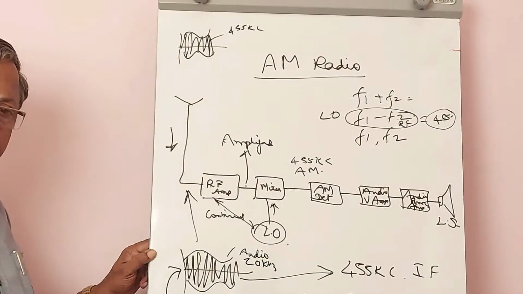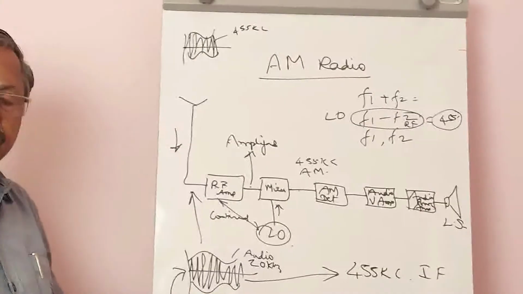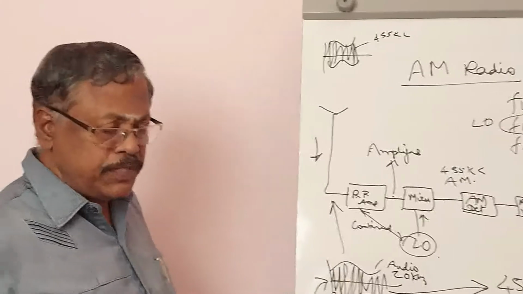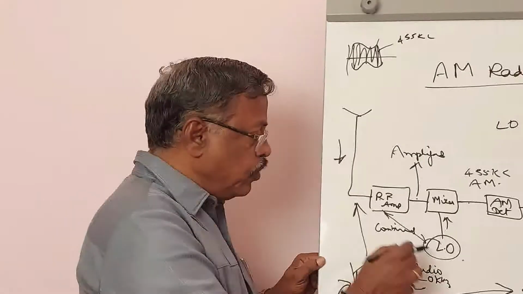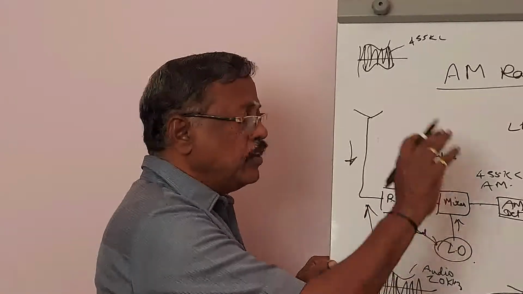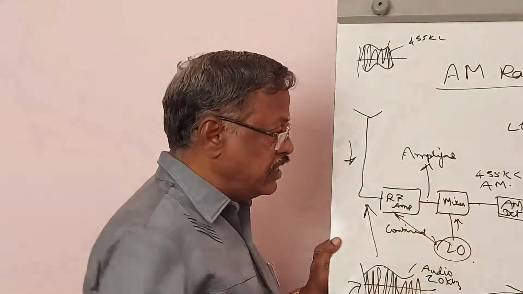How is it being changed? There is going to be a ganged condenser. When the condenser is turned, both the capacitances are going to be changed. Ultimately, LO will also change, RF also will change, ultimately leading to 455 at the output of the mixer stage.